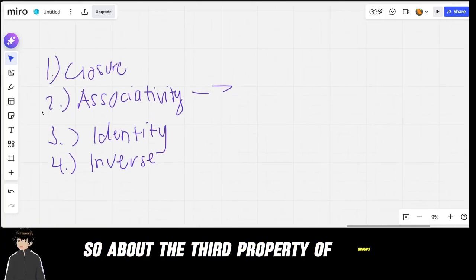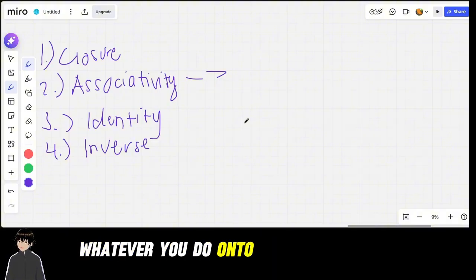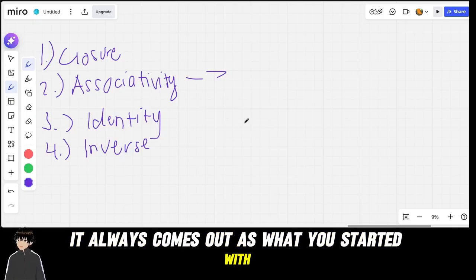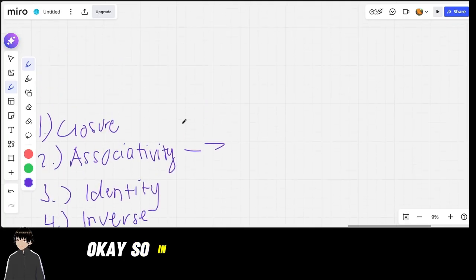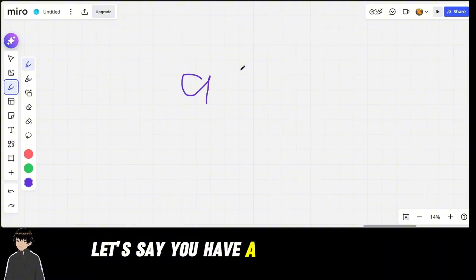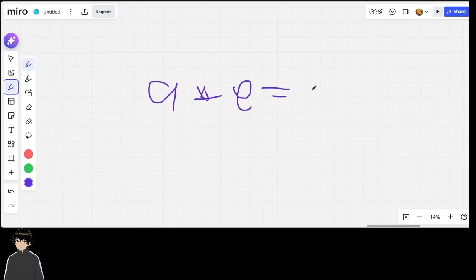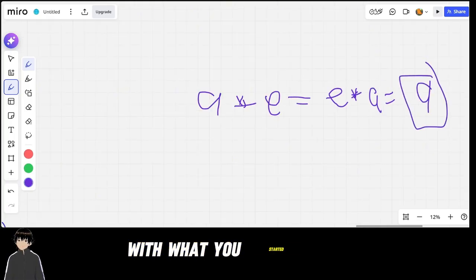So how about the third property of groups? The identity. The identity basically just says that whatever you do onto a certain number, it always comes out as what you started with. Now, what do I mean by that? In identities, you have A, let's say, in an operation E. That's going to equal E operation A. You're going to end up with A, with what you started with.